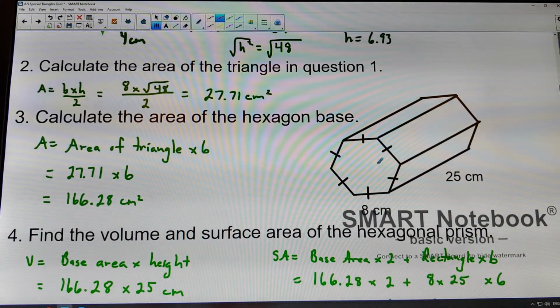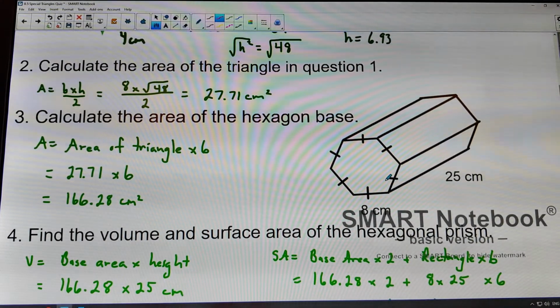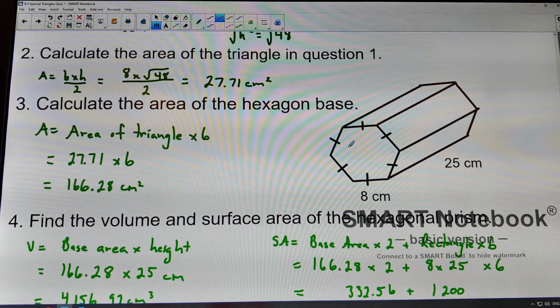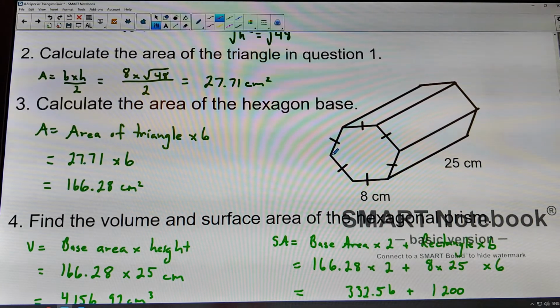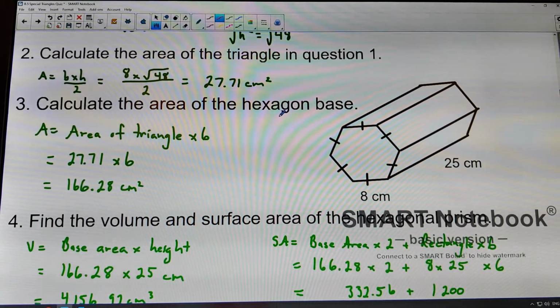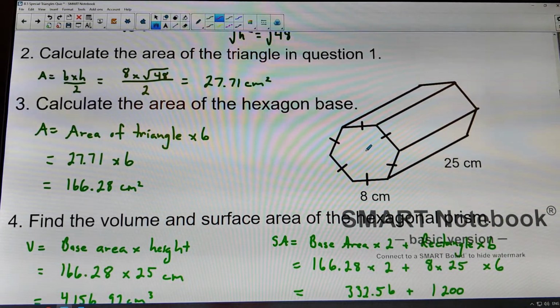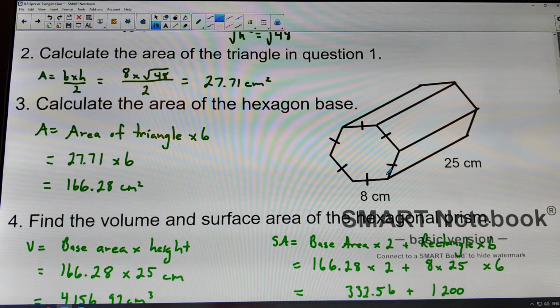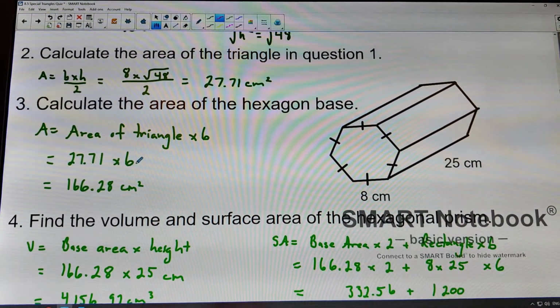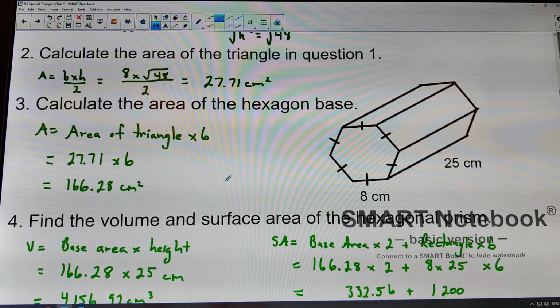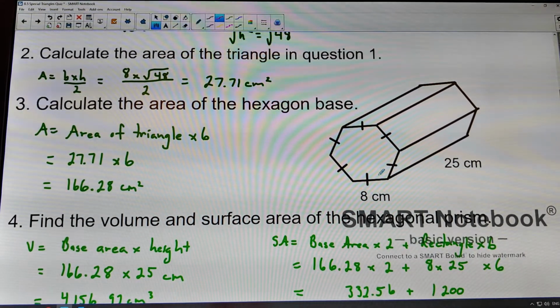Okay, calculate the area of the hexagonal base. Again, when you take this hexagon and you break it up, you get 6 equilateral triangles sitting in here. So we can take the area that we just calculated of one of those triangles and just multiply by 6. So 27.71 multiplied by 6 of them, and that tells me that this hexagon on the end is 166.28 centimeters squared.